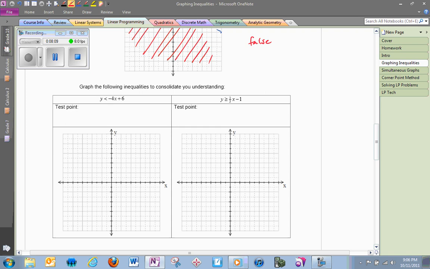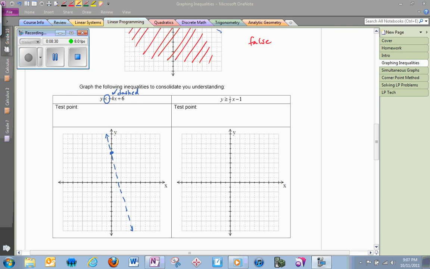So here we go. First of all, I am graphing this line over here, -4x plus 6. Hopefully you've noticed that this is a dashed line, so make a note to yourself. So I'm going to start here by graphing this line. So I'm graphing my line. I've got a dashed line. This is what it looks like.